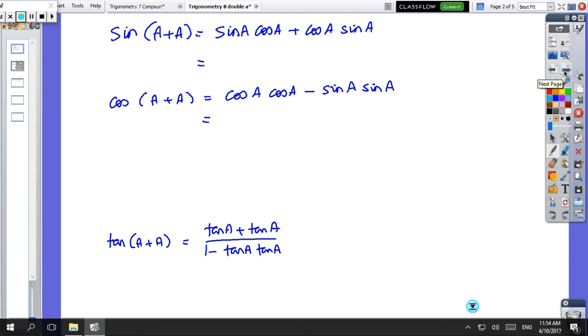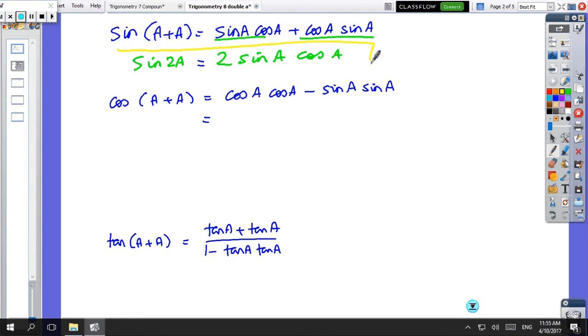Okay, so what we've got is sine A plus A. Now, obviously, sine A plus A is sine of 2A. But then you've got the same number here, sine, cos, cos, sine, they're both the same numbers. So we end up with 2 sine A cos A. And that's the first of our double angle formulas. Okay, so that's one that you would write down.